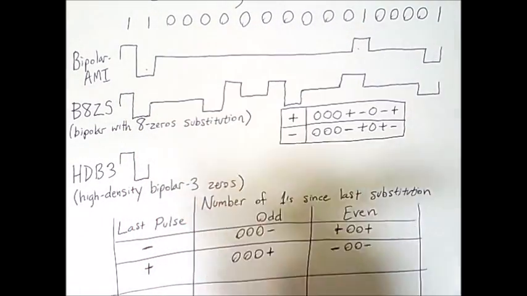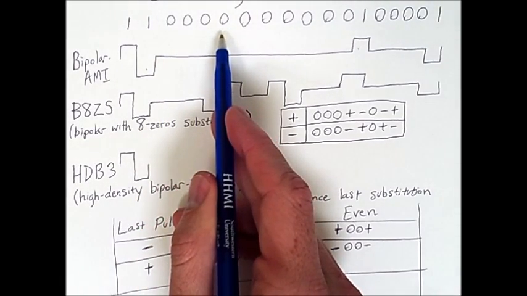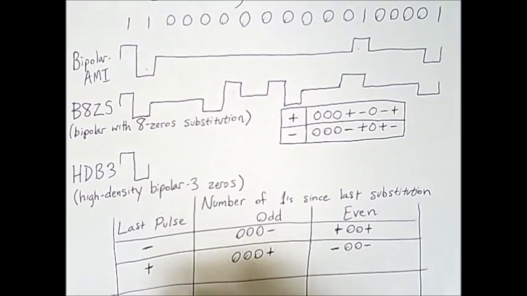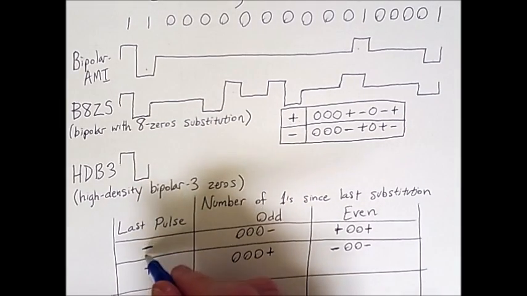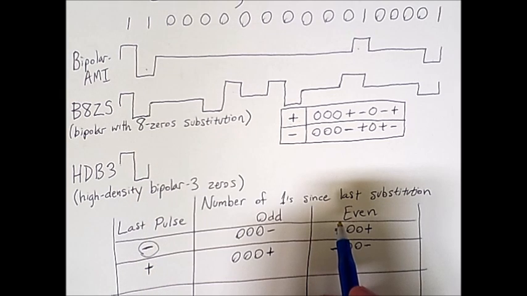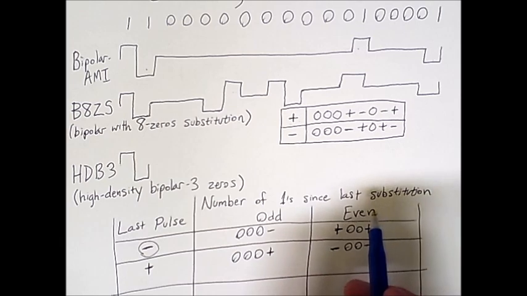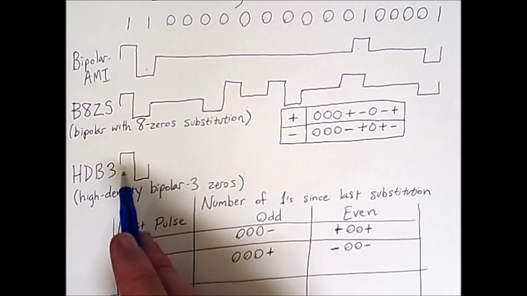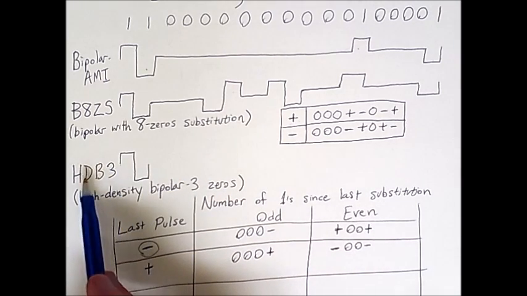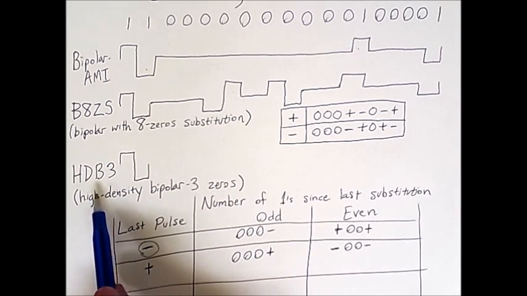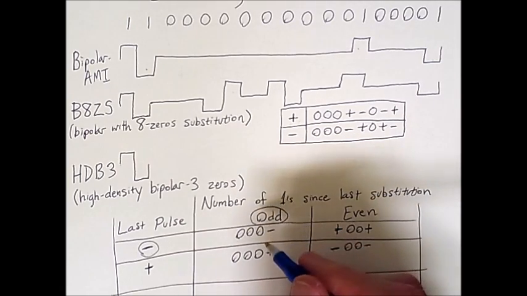First a high voltage, then a low voltage. Then we have our first sequence of 4 zeros. Now, because the preceding voltage is negative, that puts us in this row. Then we count the number of ones that have occurred since the last substitution. Here we only see 2 ones encoded, but to make this result interesting, let's say that a third one was encoded previously, so I actually have an odd number of ones that have been encoded by the time I reach this point.